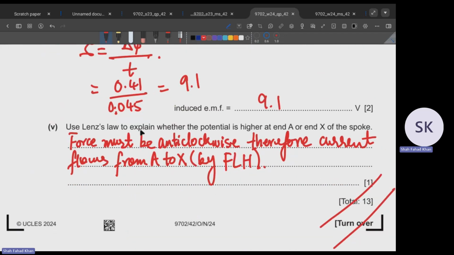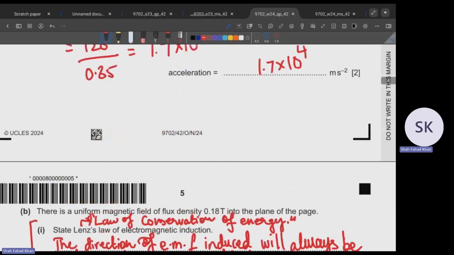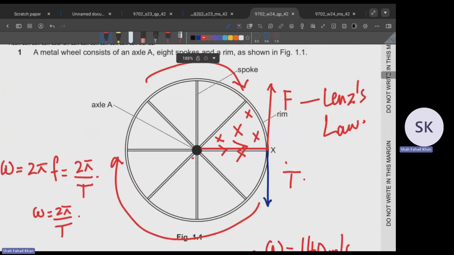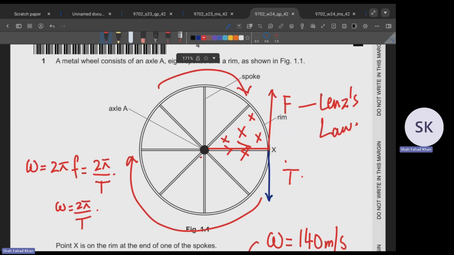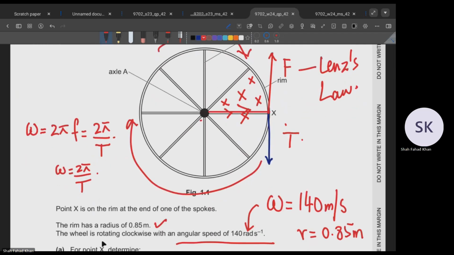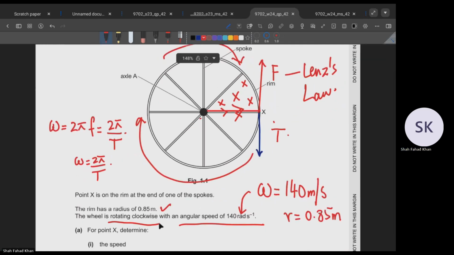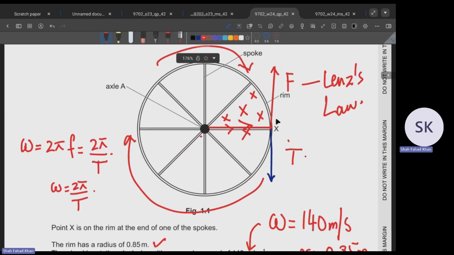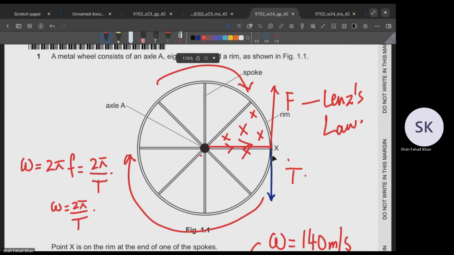And use Lenz's law to explain whether the potential is higher at end A or end X of the spoke. So according to Lenz's law, the EMF induced must oppose the rate of change of magnetic flux linkage, right? Now, the rim is moving in clockwise direction, as shown over here. They told us that the rim is moving in clockwise direction. That means there must be a force applied on the rim downwards in the blue direction, right? This is the normal force that is rotating the rim.